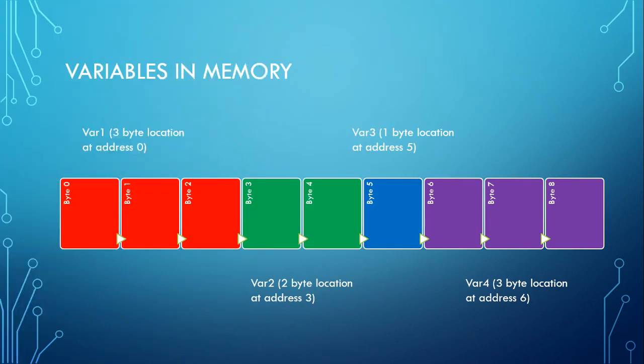All right, here's our last little bit for today of variables in memory. Here I just have a quick example of a memory. We have bytes 0, 1, and 2, which hold variable 1. It's a 3-byte variable, and it starts at address 0. Then we have a 2-byte variable at address 3. We have variable 3, which is a 1-byte variable at address 5. And lastly, we have variable 4, which is a 3-byte variable at address 6. So this is a quick illustration to show you how different variables get divided up into memory.